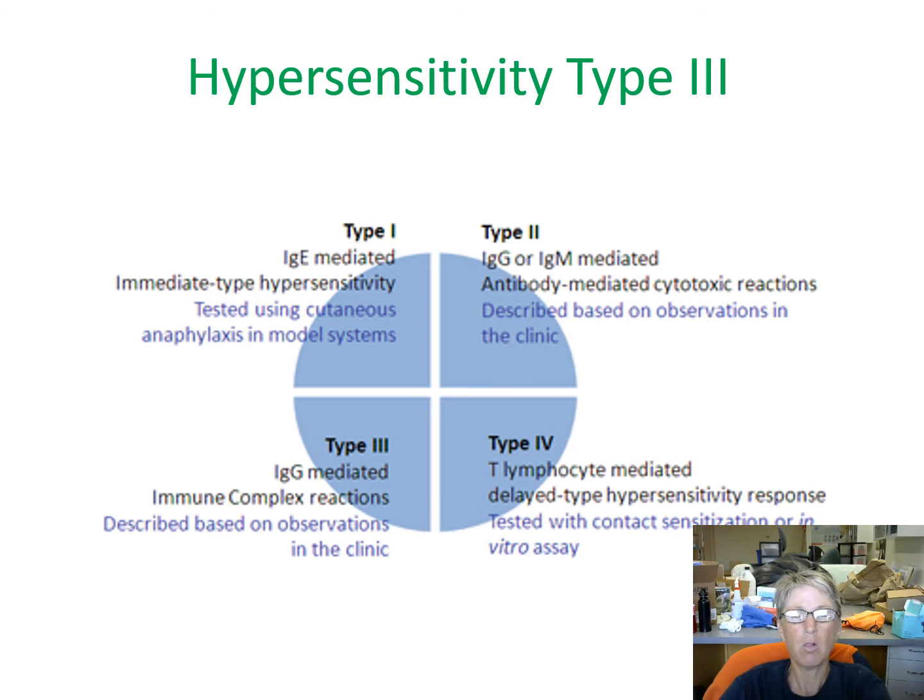Okay, so we just finished type 2. The antibodies used in the type 2 reactions are IgG or IgM mediated, and they're cytotoxic. Now let's start hypersensitivity type 3 reactions, which are IgG mediated, and these are immune complex reactions.